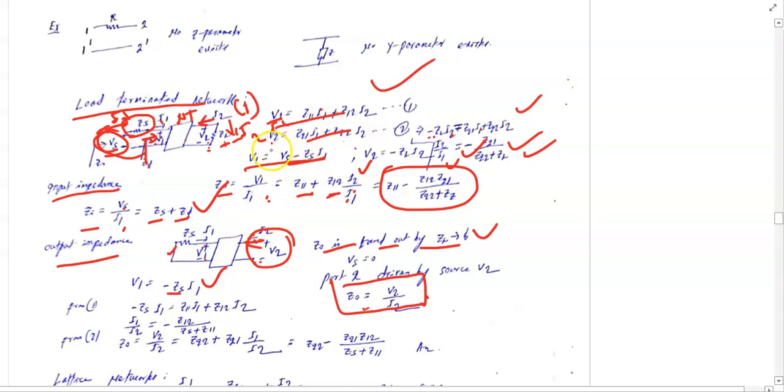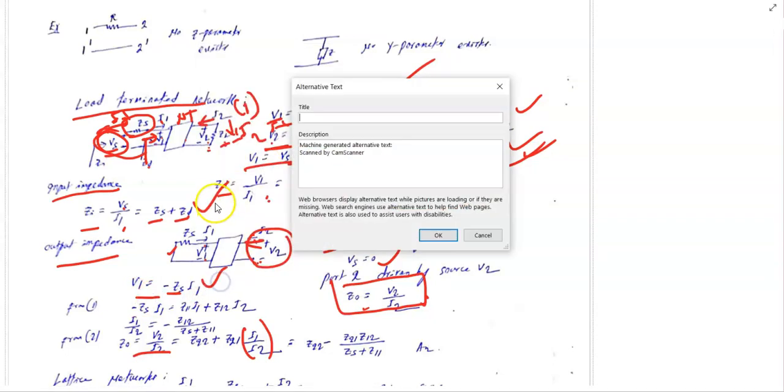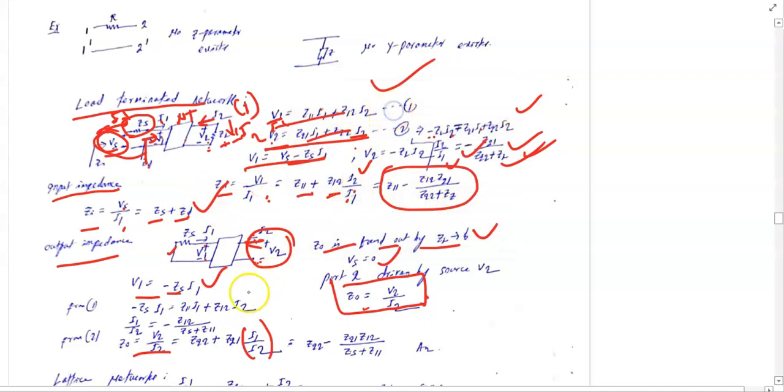So V2 upon I2, from equation 2, is equal to Z22 plus Z21 into I1 upon I2. But which I1 upon I2 do you need to use? Not the I1 upon I2 for the case when ZL is connected. Here ZL has been turned infinity. As we have already calculated V1 equal to minus Zs I1, put this value in equation 1. Now you can get I1 upon I2, put this value, and you will get the total output impedance of the network.